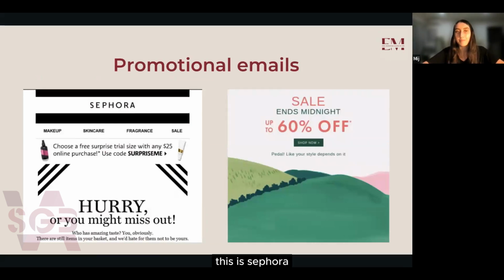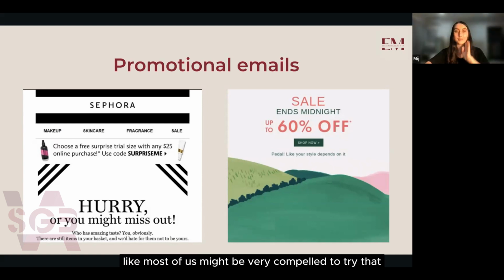This is Sephora. I'm sure everybody knows Sephora. As you can see, they are saying, hurry, or you might miss out. This is a great headline, right? It gives you a sense of urgency that they're having some discount. And they say, choose a free surprise trial size with any 25% online purchase. And they're also providing the code, surprise me. That sounds interesting, right? Most of us might be very compelled to try that.